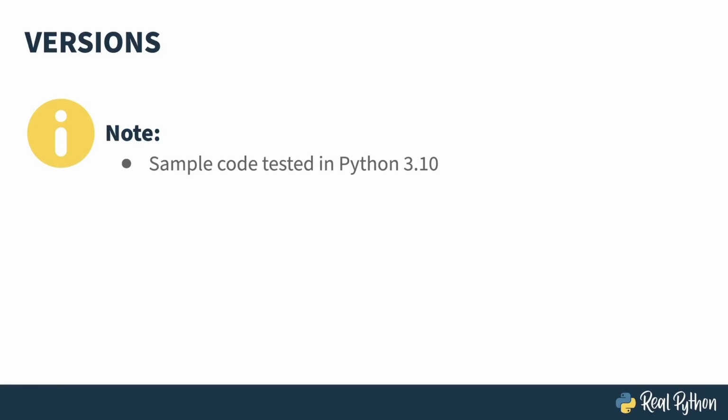Sample code in this course was tested with Python 3.10. The Counter class is mostly unchanged. I do use f-strings in a couple of places, but besides that, the information is fairly version agnostic.